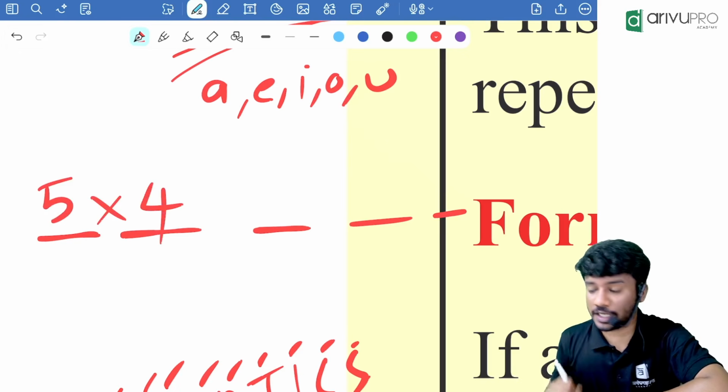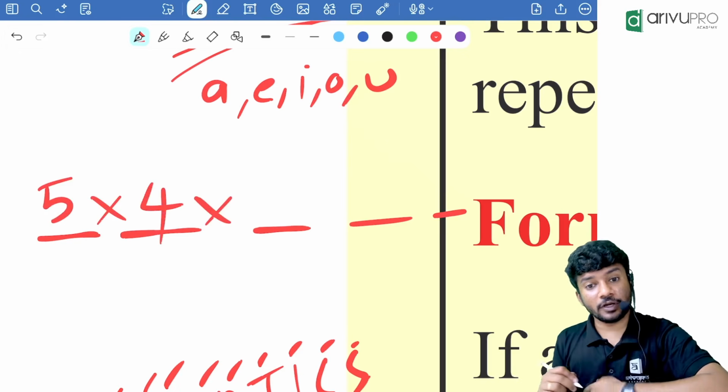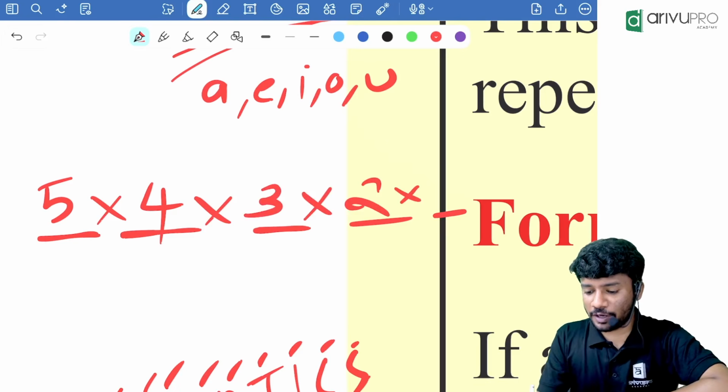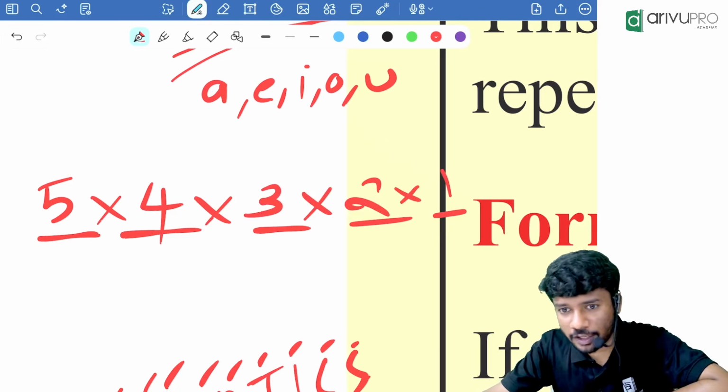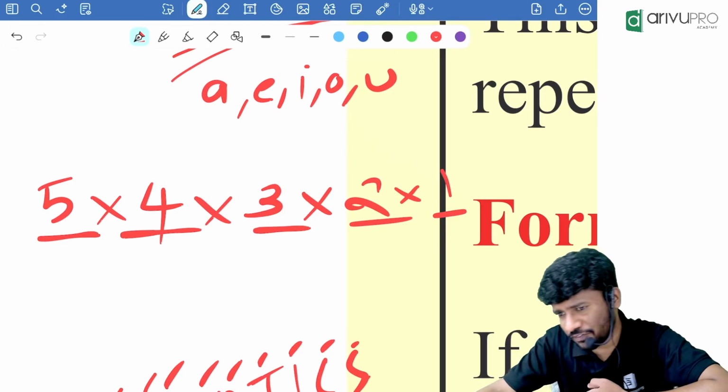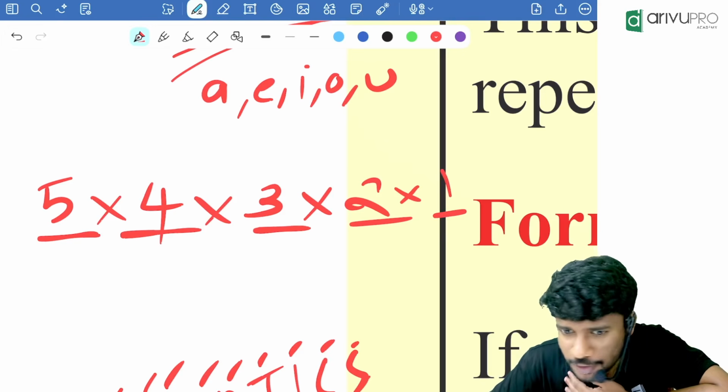That means how many are remaining? 4. 2 people already sat. How many are remaining? 3. 3 people already sat. How many are remaining? 2. 4 people already sat. How many are remaining? 1. So 5 into 4 into 3 into 2 into 1. That is equal to 5 factorial, which is 120.